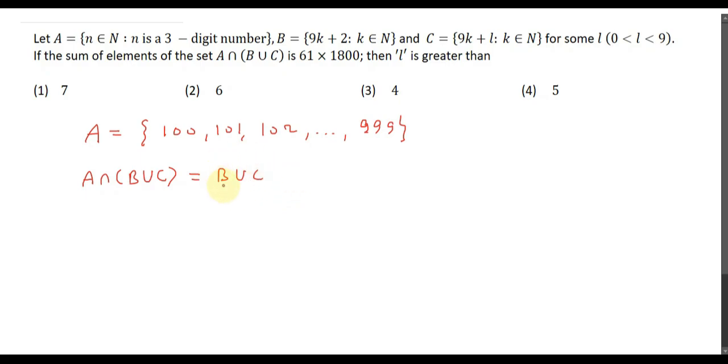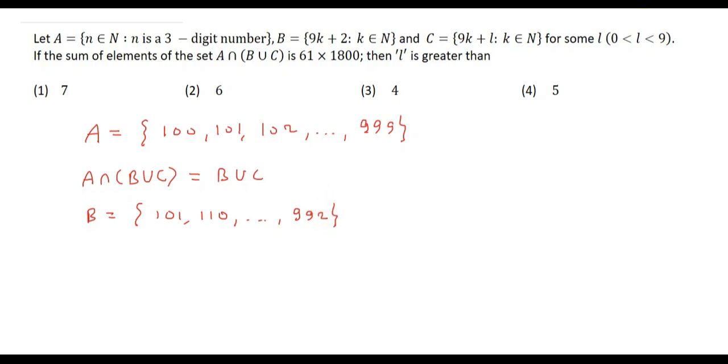So to have 3-digit numbers in B union C, we will take 3-digit number of set B and 3-digit number of set C. So 3-digit numbers of set B will start from 101, then we will have 110, and so on. The last 3-digit number of set B will be 992. Now let's find the sum of these numbers.